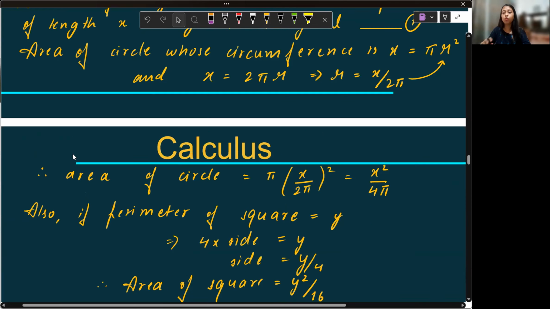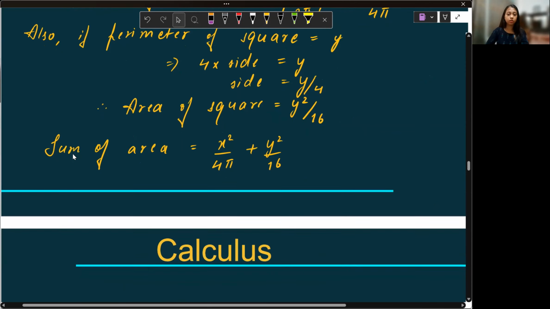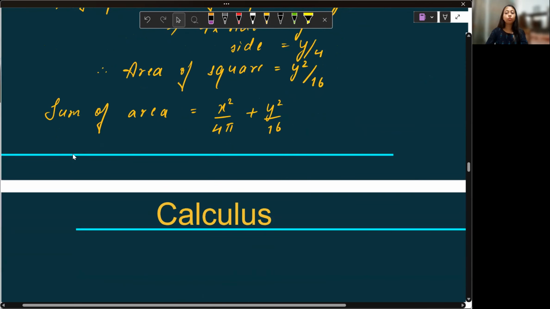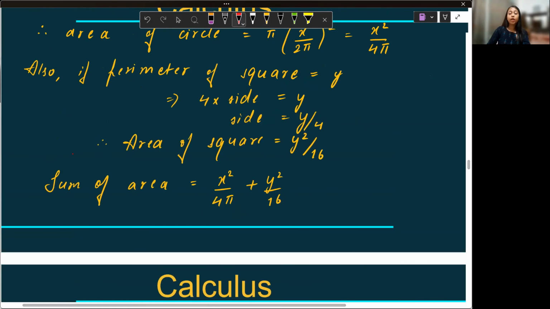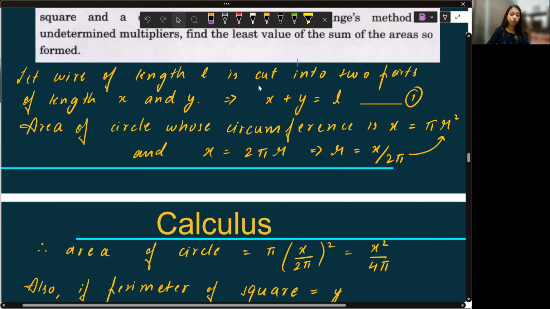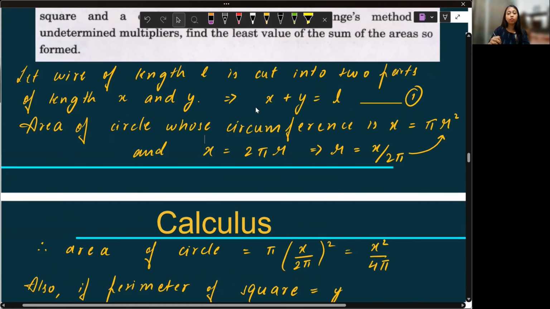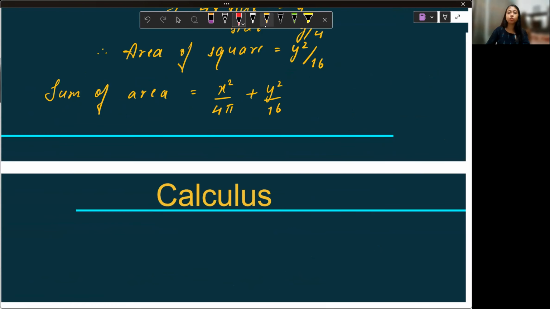I have taken the sum of the areas of the circle and the square. Now, I need to find the least value of this using Lagrange's method. To do that, we have a condition also. We have the condition that x plus y is equal to L, given by equation number 1. So I have to take care of this. So we have to minimize expression 2.